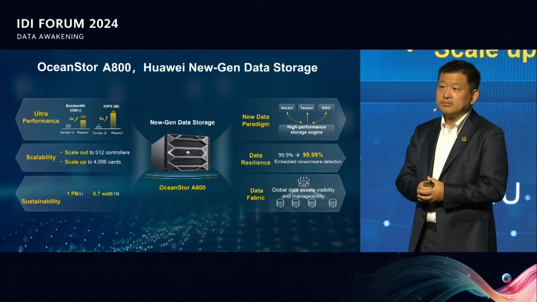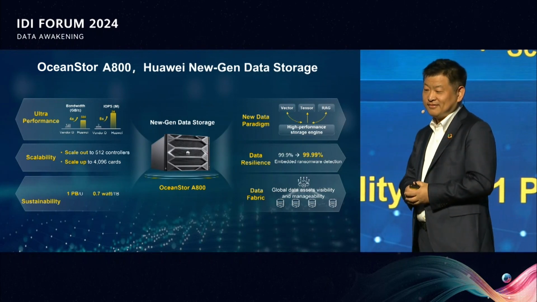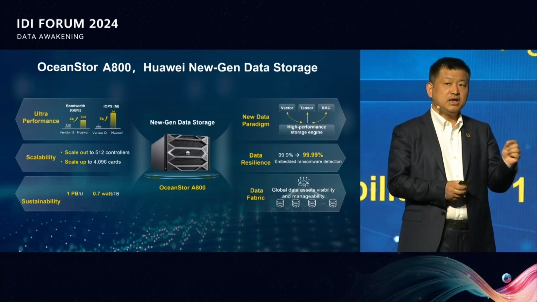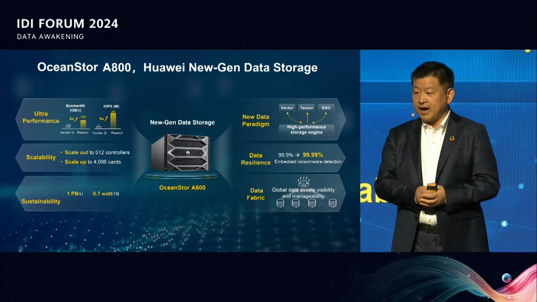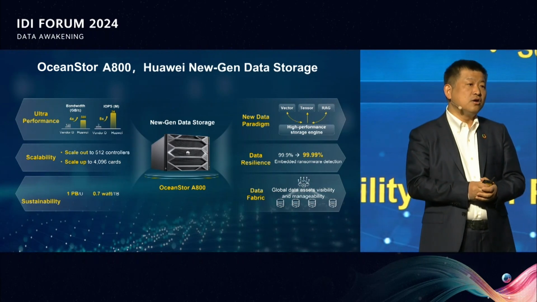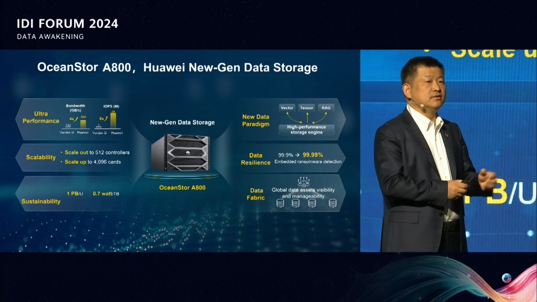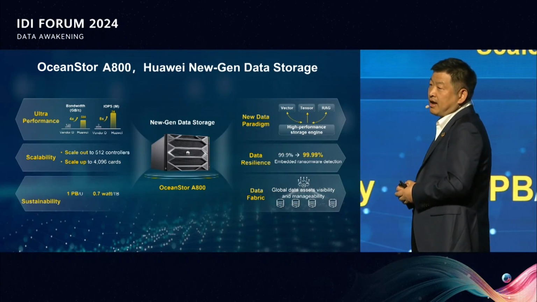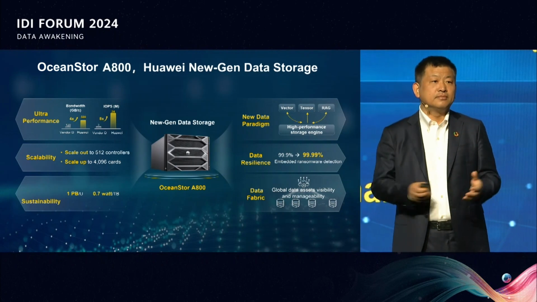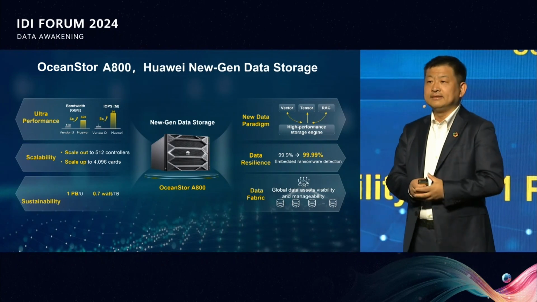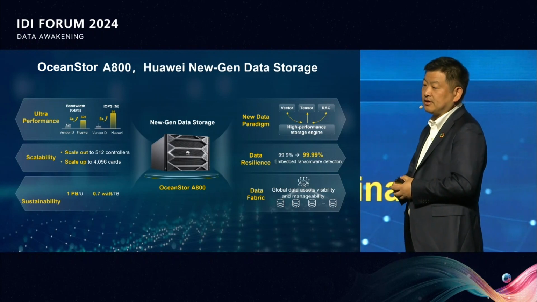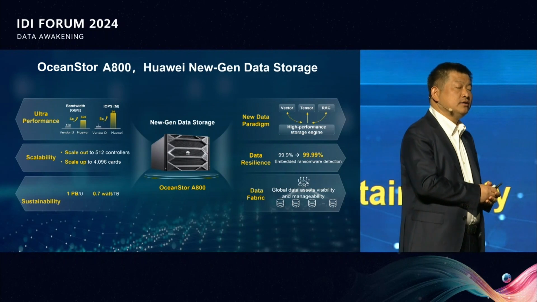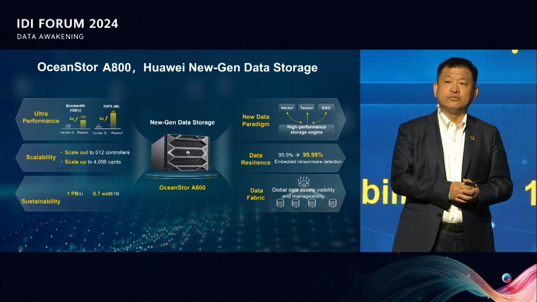On the other hand, green technology. 1 unit can support more than 1 PB density. And also, 1 terabyte only consumes 0.7 watt of energy, which is the lowest in the world. And it supports new data paradigms, for example, vector and tensor, to really support generative AI to have very efficient algorithms for learning.